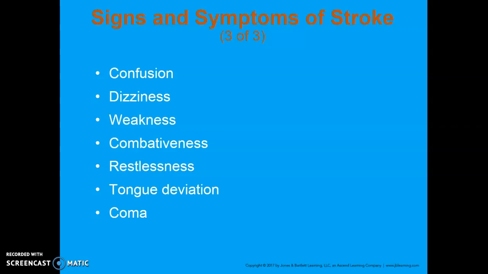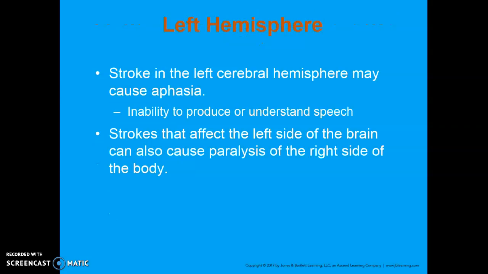If it does not and it deviates to one side or the other, it's going to deviate away from the affected side. So that's a really quick way that we can say, hey, can you go ahead and stick your tongue out for me? If they can stick it out and it's straight, generally not too worried about it. If they stick it out and it deviates to one side, a little more concerning. Patients can also go into coma because of a stroke. So how they're affected is going to be determined by where that stroke is within the brain.